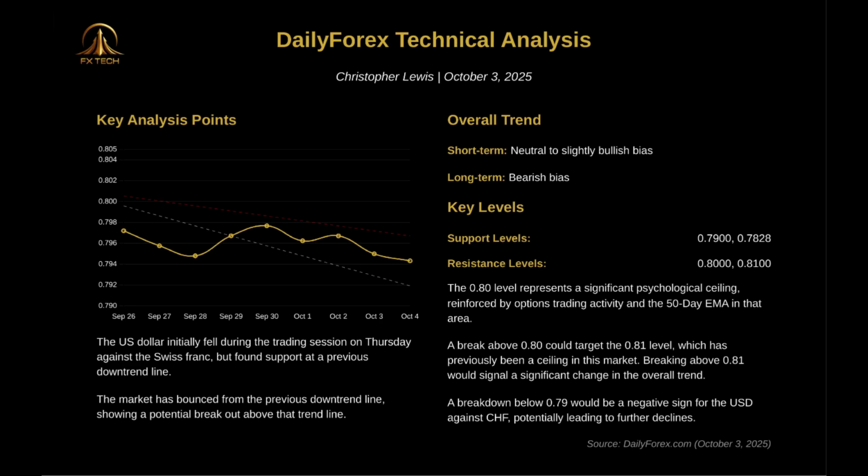Christopher Lewis from DailyForex notes that USD/CHF initially fell on Thursday, but found support at a previous downtrend line, showing a potential breakout. The critical 0.80 level represents a significant psychological ceiling, reinforced by the 50-day EMA. A break above 0.80 could target 0.81, while breaking above 0.81 would signal a significant trend change. Conversely, a drop below 0.79 would be bearish, potentially leading to further declines. The short-term bias is neutral to slightly bullish, while the long-term outlook remains bearish.